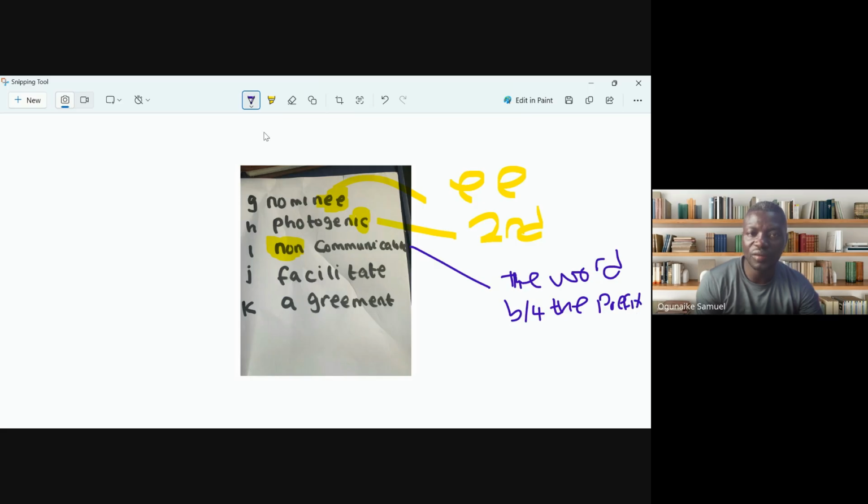Then facilitate, we've done that before. I think that the third one. Then agreement. You see, the rule about meant is not consistent. This rule is not consistent.